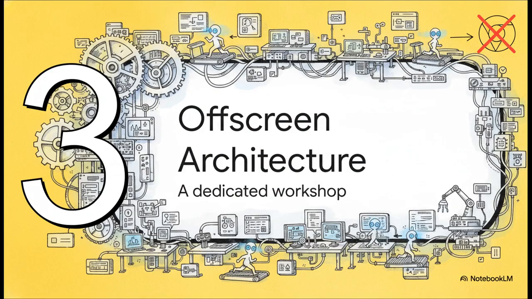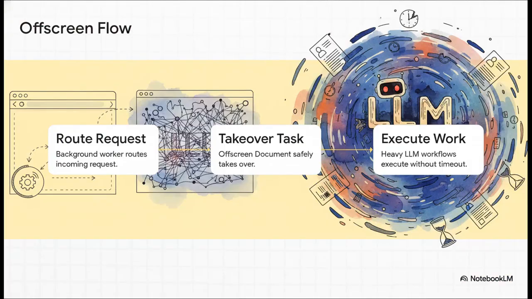Section 3. The off-screen architecture. Building a dedicated workshop. So the developers realized pretty quickly that they couldn't fight Chrome's service worker rules. Instead, they bypassed them entirely by building what we can basically think of as a dedicated workshop. Here is how the brilliant new flow works under the hood.